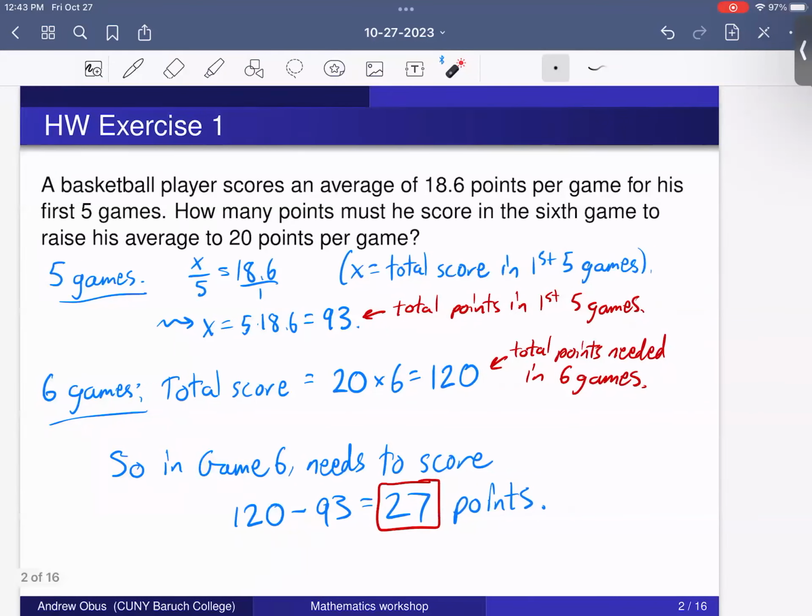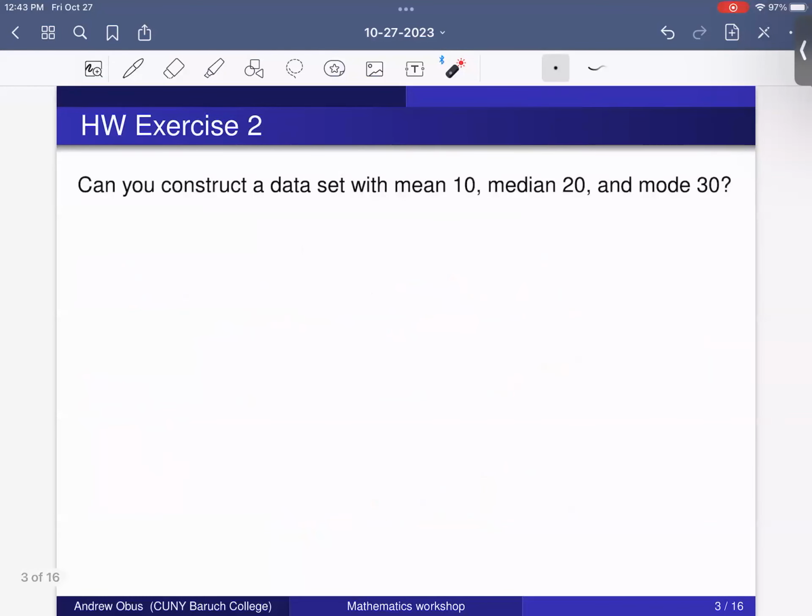Okay, so let's do the second problem. Can you construct a data set with mean 10, median 20, and mode 30? There are going to be lots and lots of correct answers here.